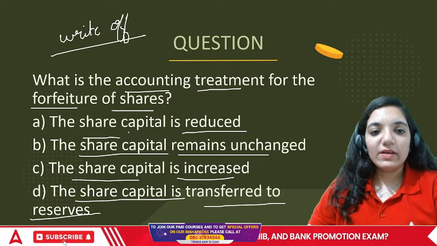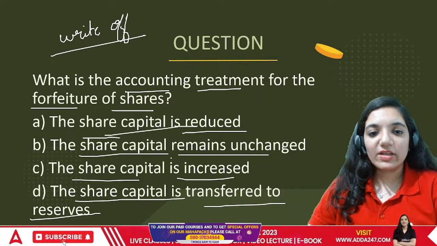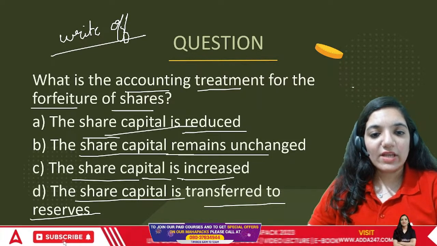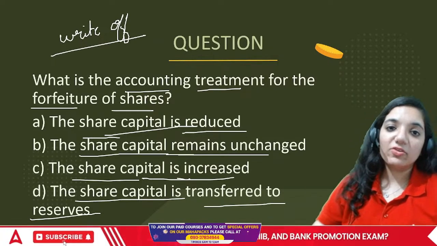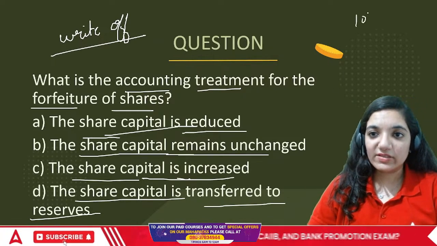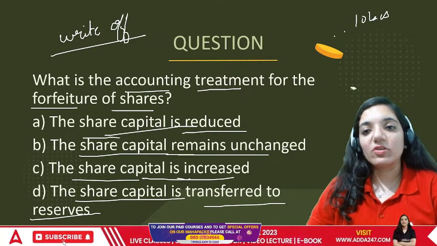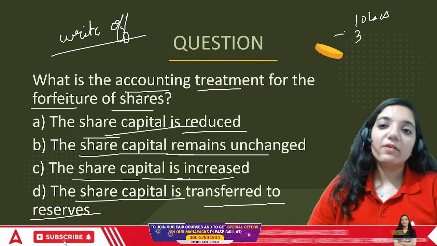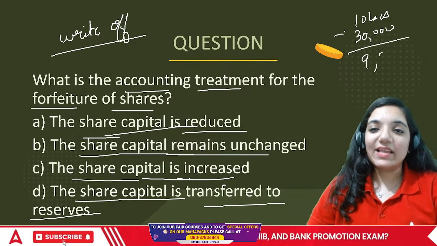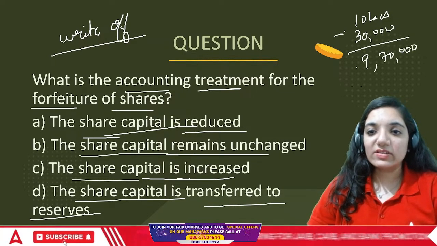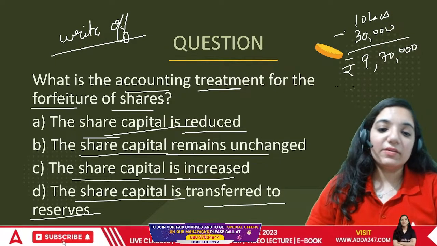So it would be: the share capital is reduced, the share capital remains unchanged, or the share capital is increased. In this case, the share capital is reduced because we thought we are having 10 lakh rupees of shares, but among them there are some defaulters. Maybe they are the defaulters of around 30,000 rupees. So this would reduce your amount to 9,70,000 as the share capital.